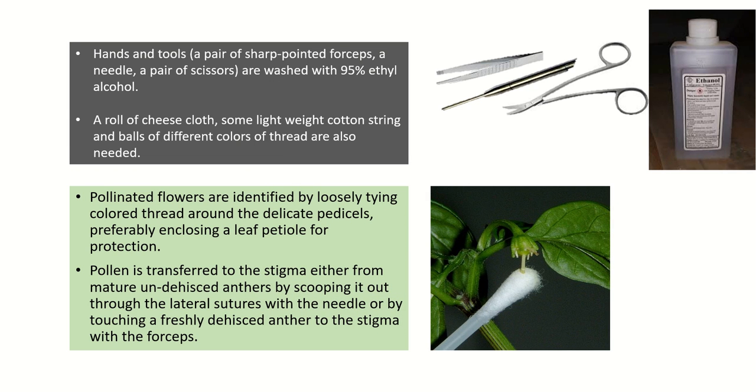Coming to the next slide, we have the tools which are going to be used in the crossing program, the emasculation and pollination program. Here we have forceps, needles with handle, and of course scissors. The most important thing here is sterilization of these equipments. The first thing you can do is sterilize them in an oven.